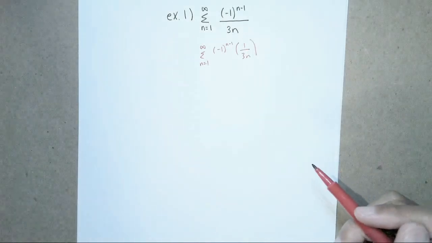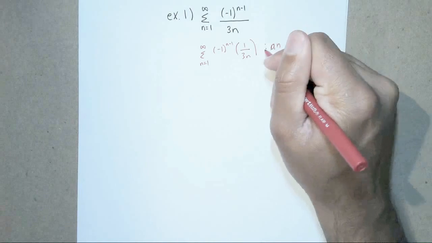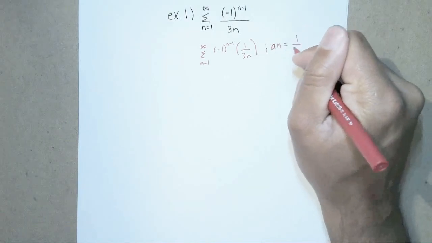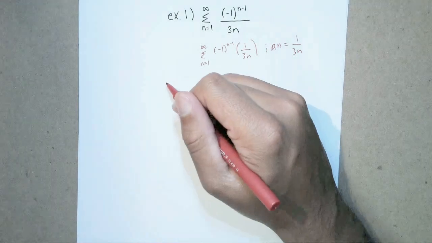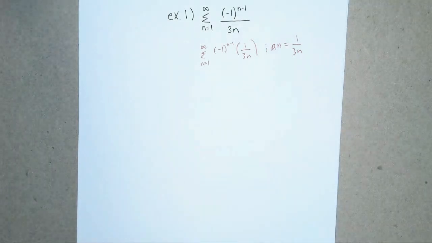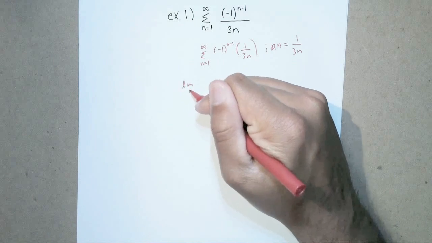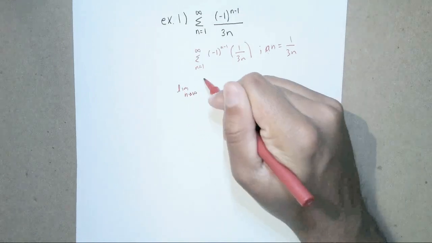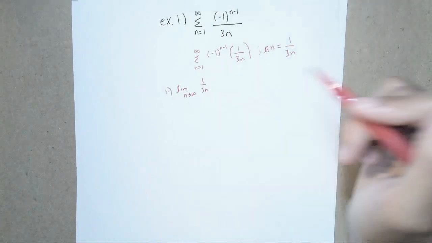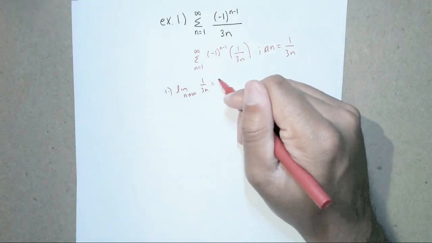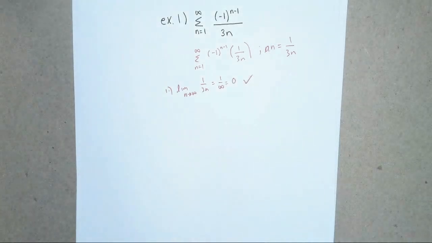So then my next thing is, okay, well, I now know that a of n is equal to 1 over 3n. It doesn't matter if you do the decreasing or the limit of a of n first, as long as you do both. I'm going to do the limit, because if you do the limit as n approaches infinity, it is a little bit easier than determining if something is decreasing. So once I have that, I know that if I plug this in, I'm going to get 1 over infinity, which is equal to 0. That checks out. Awesome. So step 1 is completed.